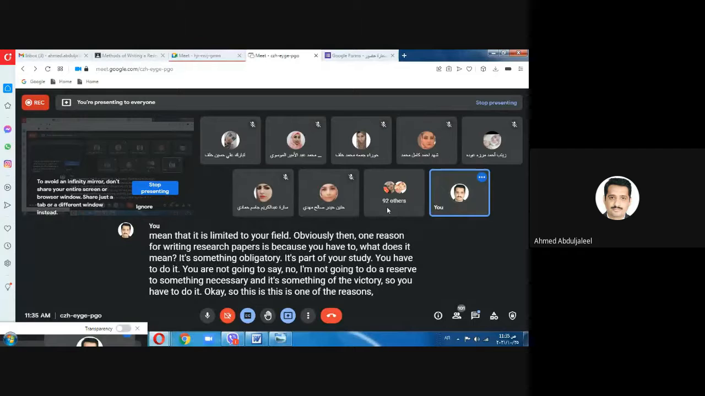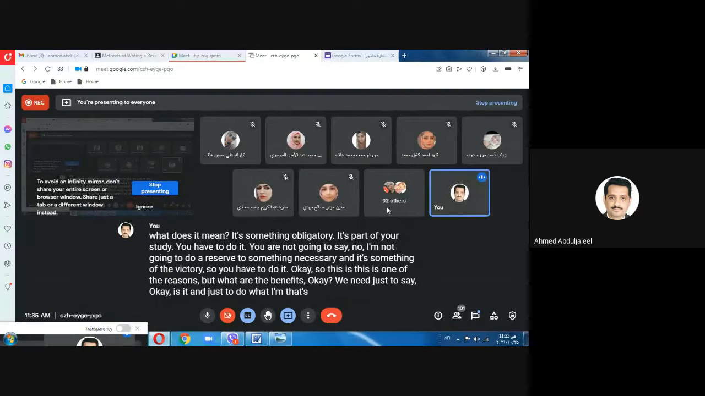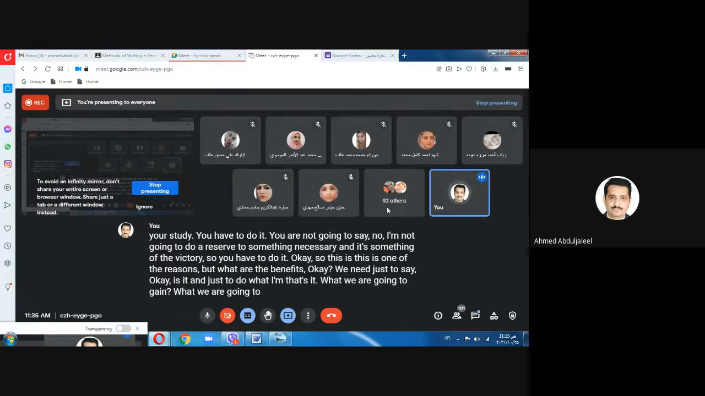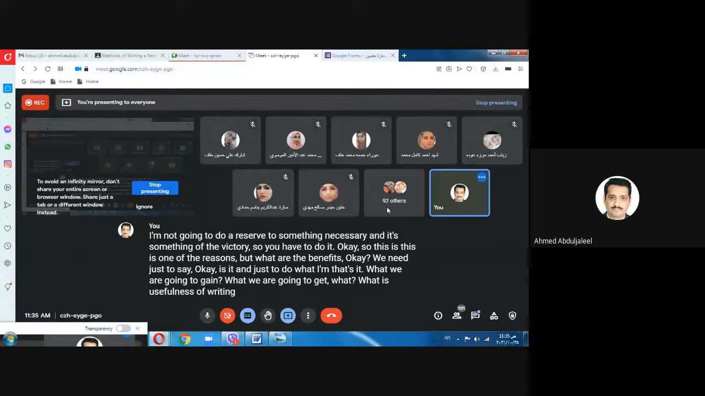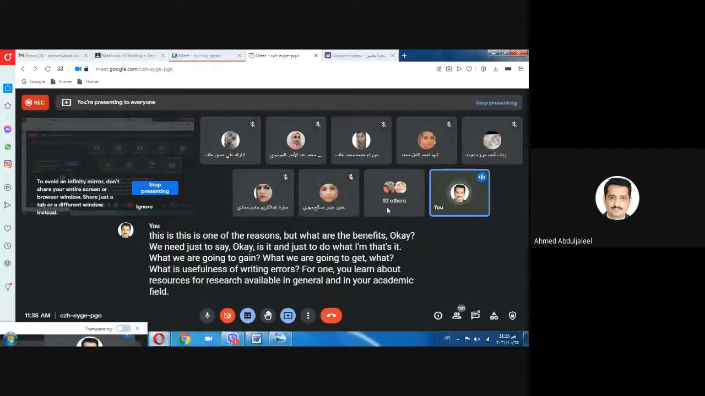But what are the benefits? Okay. We need just to say, okay, is it just to do it and that's it? What are we going to gain, what are we going to get, what is the usefulness of writing a research? For one, you learn about resources for research available in general and in your academic field. So this is one of the reasons.